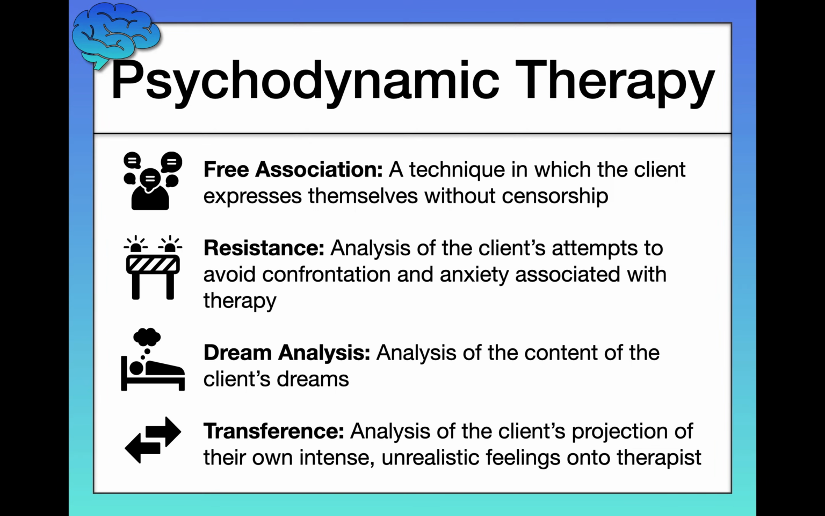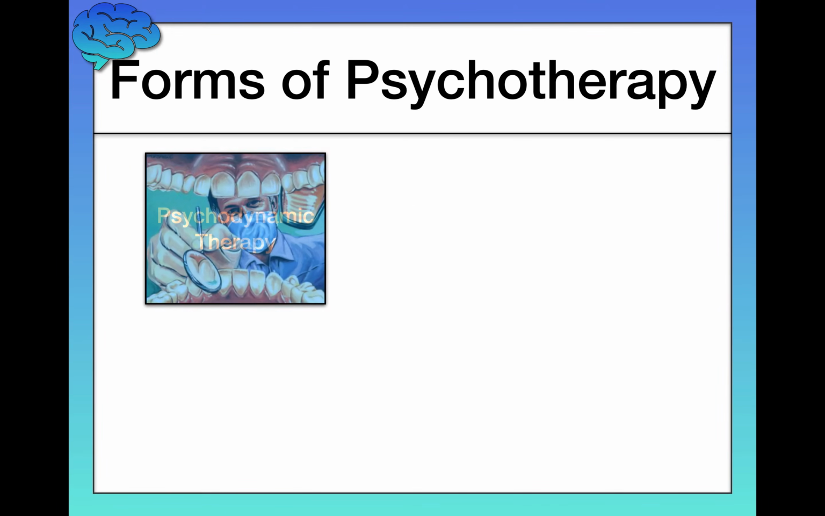This is a little bit more difficult to understand, but it's the projection of the client's own feelings onto the therapist. For example, let's say the client has issues with their father figure, their parents. The client starts to project their feelings about that onto the therapist over time. For example, over the course of several years, they start to view their therapist as sort of a father figure. The therapist might pick up on that and use that as a jumping off point to discussing their parental issues. This is transference. So that's psychodynamic therapy.